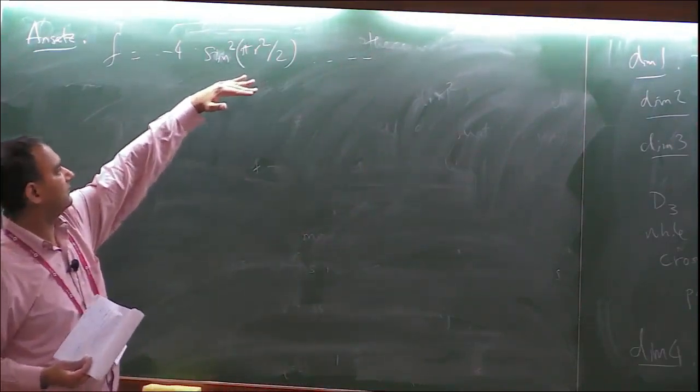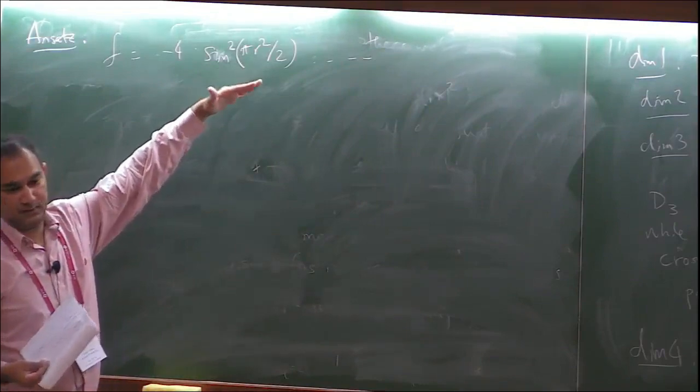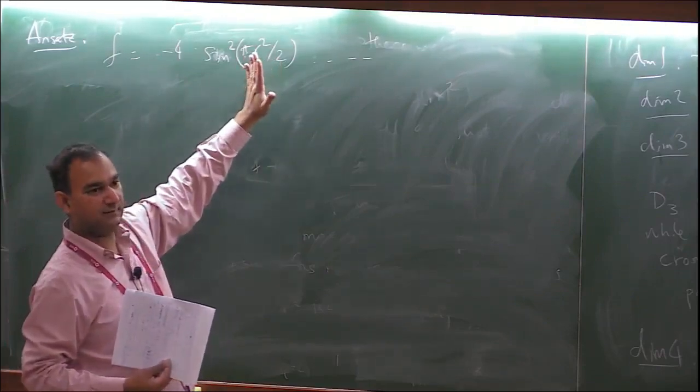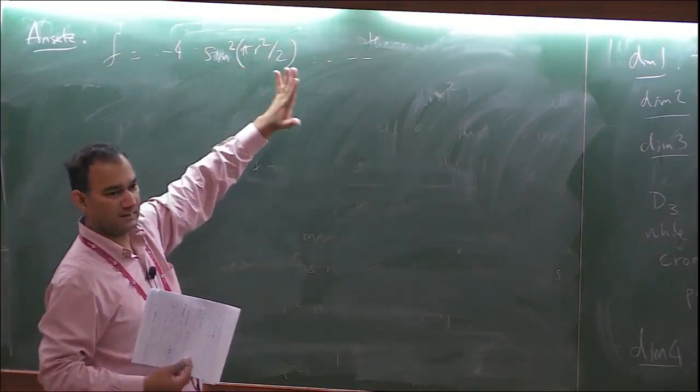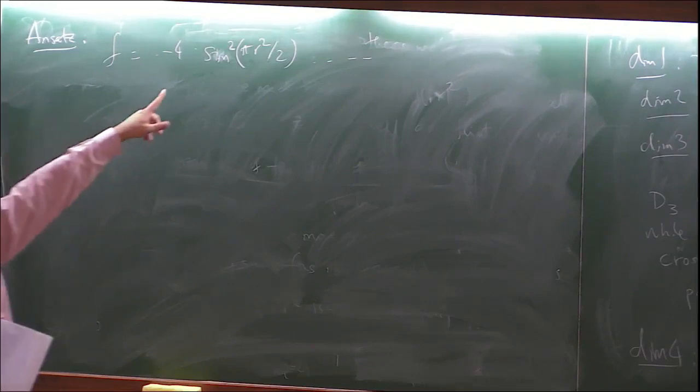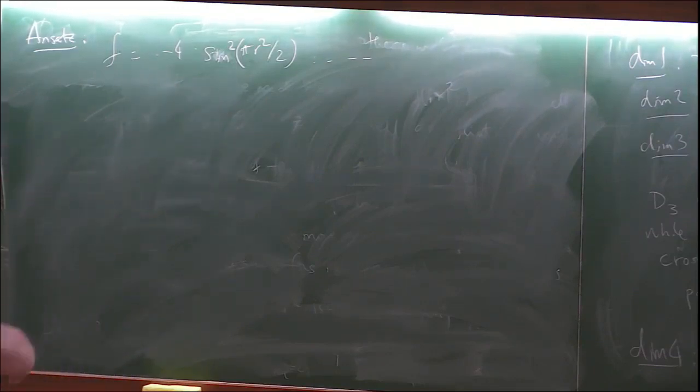So sine of pi x vanishes whenever x is an integer, right? So sine of pi x over 2 is going to vanish whenever x is an even integer. That means r squared is an even integer. So it's going to vanish at every one of these points except to order 2, okay? Because I have a sine squared here. So that's what sine is doing.